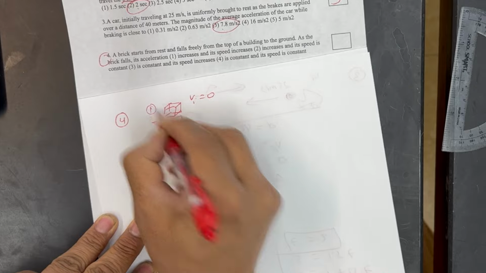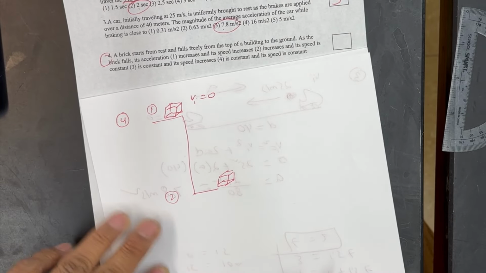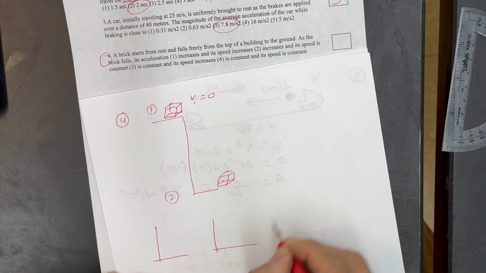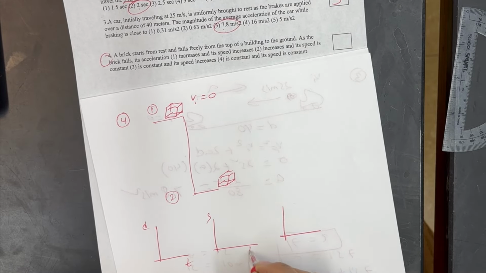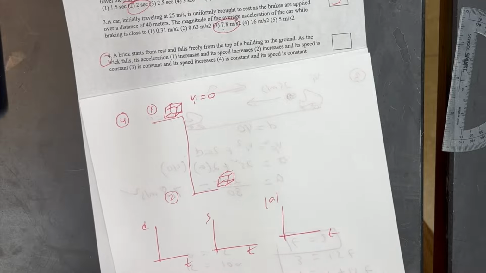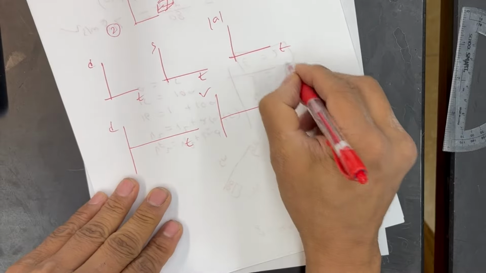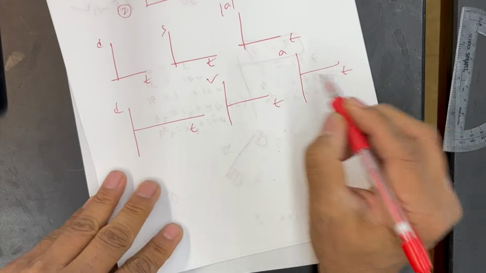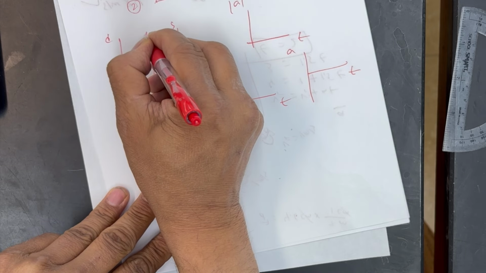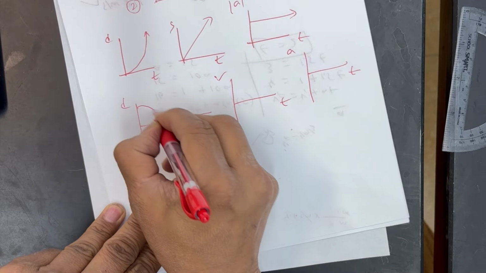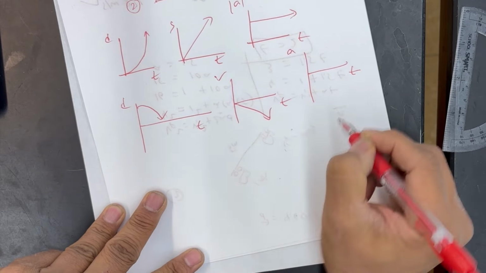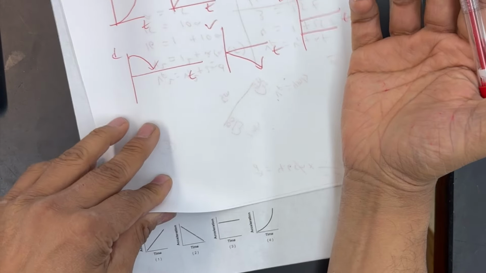This is location 1, this is location 2. Six graphs are possible, so try to understand the graphs as it falls from here to here. This is dt, this is st, this is the absolute value of acceleration versus t, this is displacement versus time, this is velocity versus time, and this is acceleration versus time. This has to be like this, this like this, and this like this. Now let's understand why it is this.